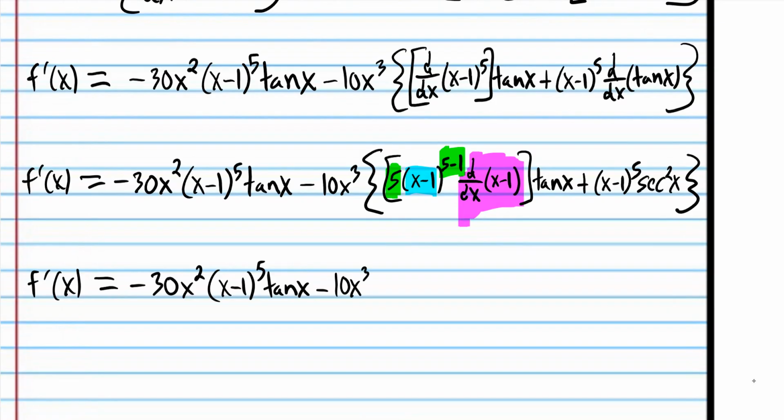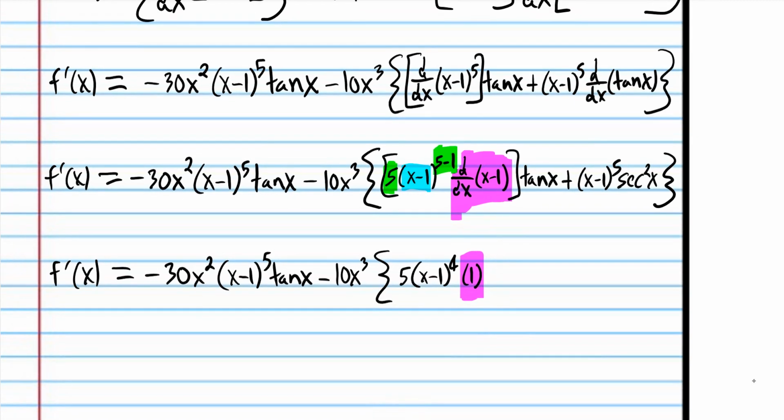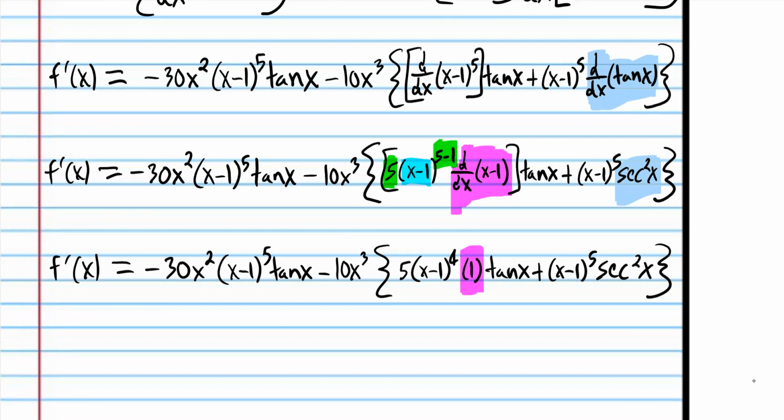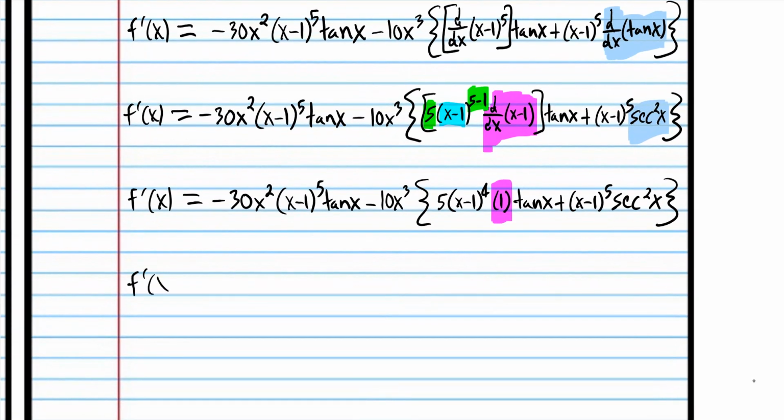And I'm going really slow here. You can skip a lot of these steps. So we have 5 times x minus 1 to the fourth. Derivative of that would just be 1. And all that is multiplied by tangent x. And that derivative became that. So we're getting close here.